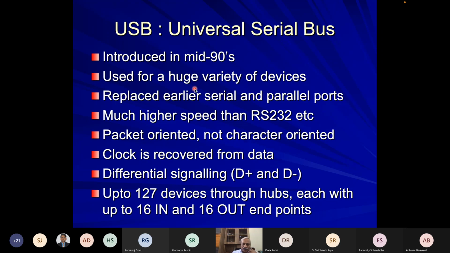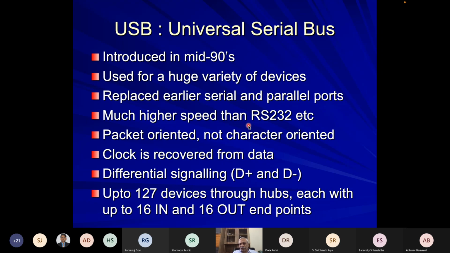So it's used for a huge variety of devices, and it's replacing various earlier serial and parallel ports. Okay, more and more common now. It can provide much higher speed than RS-232, which we just discussed. It is packet oriented and not character oriented. The RS-232 example which I took was character oriented. That is, there is a protocol only in terms of character.